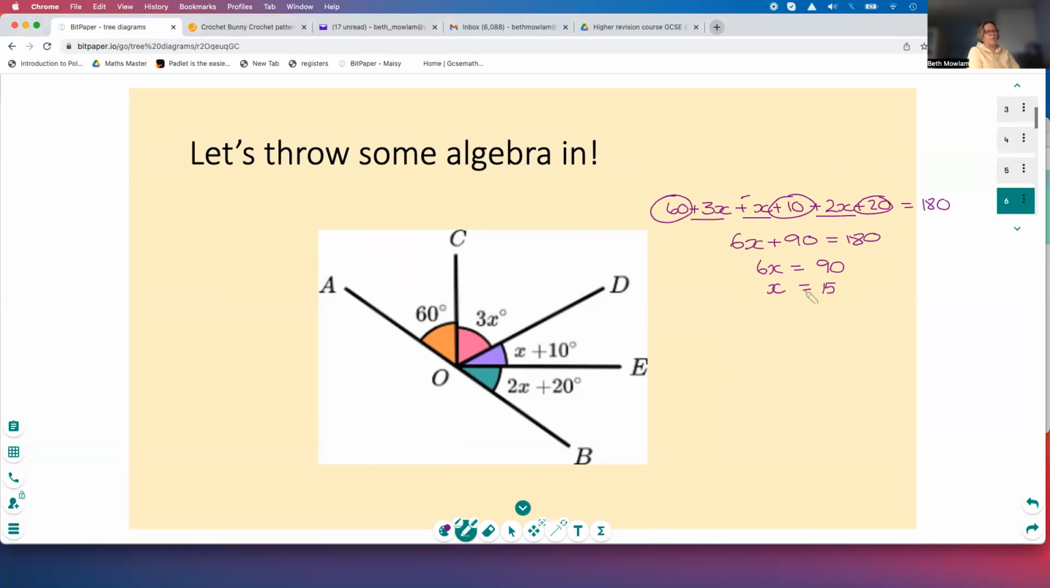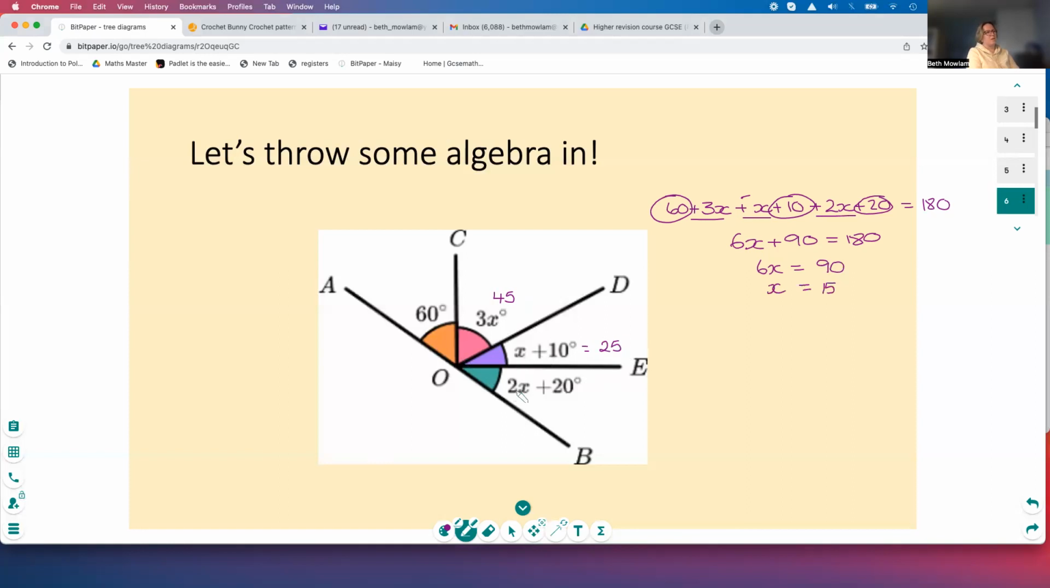Now we know that, we can work out all our missing angles. So this one here, the pink one, is 3x. Well, that's 3 times 15, which is 45. The purple one here, x plus 10, so that'll be 15 add 10, 25.